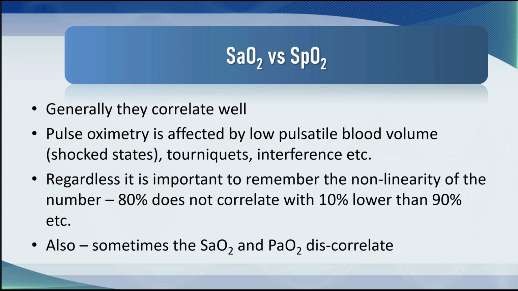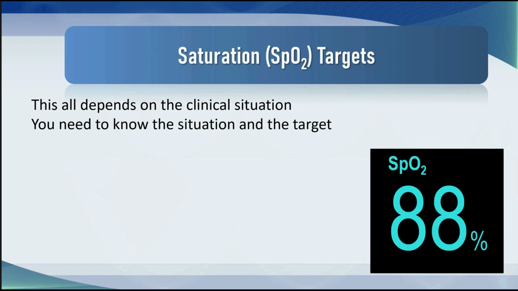Regardless, it's important to remember the non-linearity of the number. 80% does not correlate with 10% lower than 90%, etc. Sometimes also the saturation and the PaO2 are discorrelating. When I'm in the ICU, I look carefully at the blood gas, keeping in mind that we want the PaO2 at 8 kilopascals or 60 millimeters of mercury or more, and we look to see if the SaO2 correlates with this. If it's 88% when the PaO2 is 60 millimeters of mercury, that's fine. Sometimes it's 93%, and that's our goal.